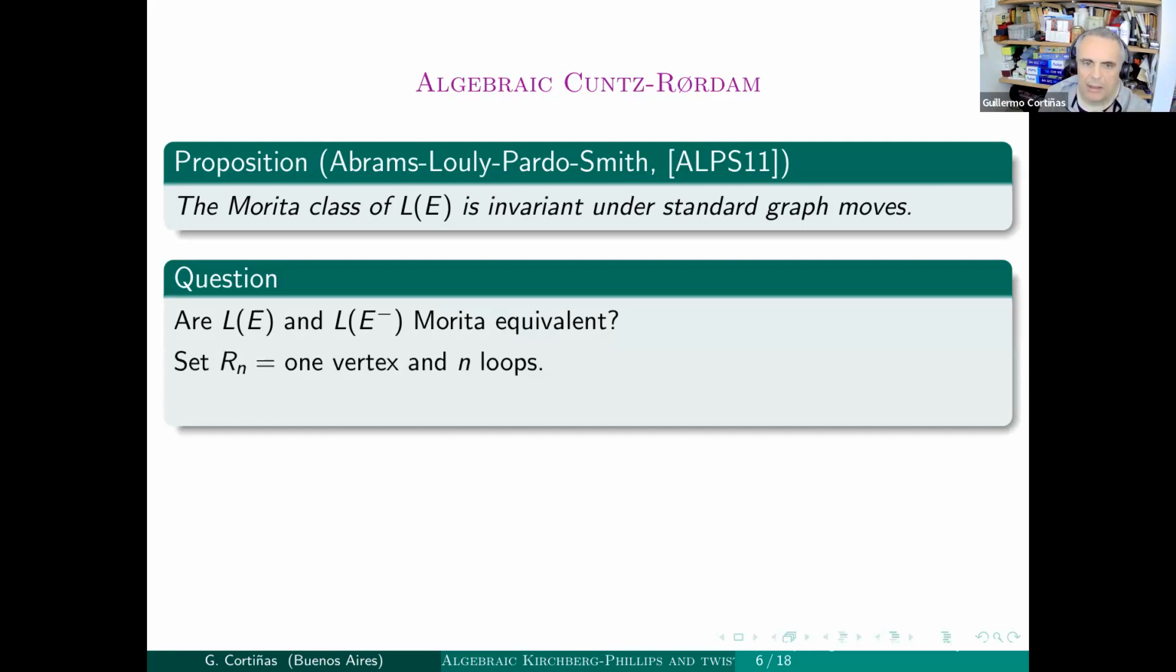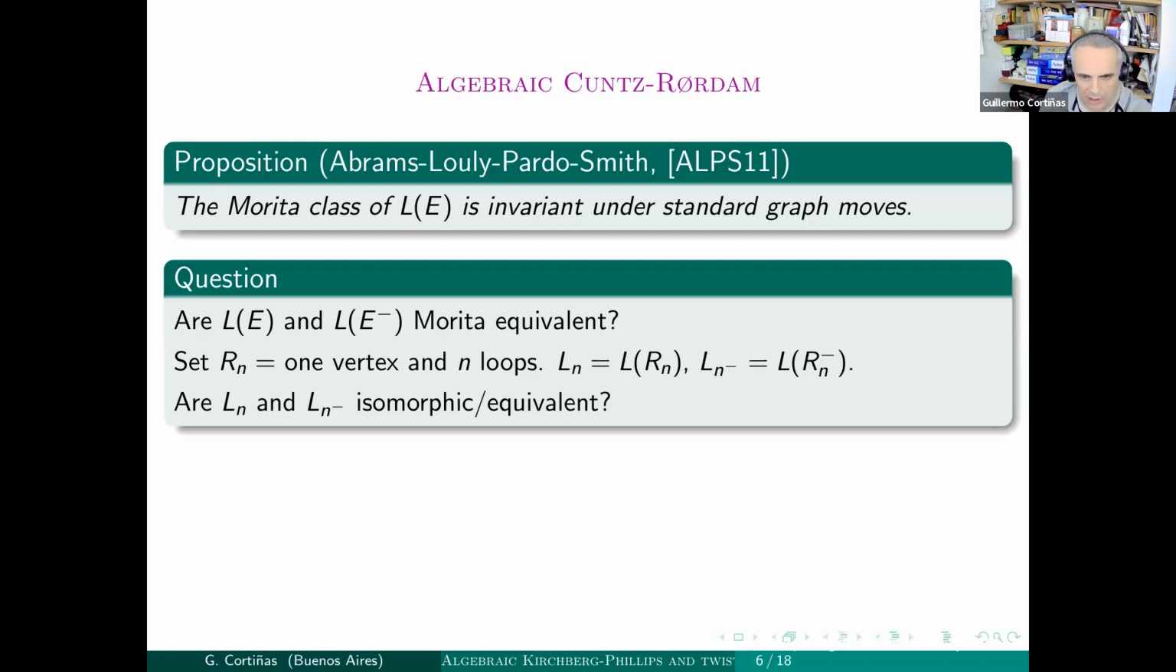More specifically, say you consider the graph with one vertex and n loops. Its Leavitt path algebra is the Leavitt algebra we mentioned before. And let us write Ln minus for the Leavitt path algebra of Rn minus. So the previous question, in the particular case of this graph, is also open. It is not known whether Ln and Ln minus are isomorphic or equivalent or Morita equivalent.